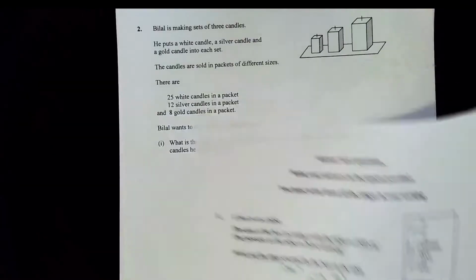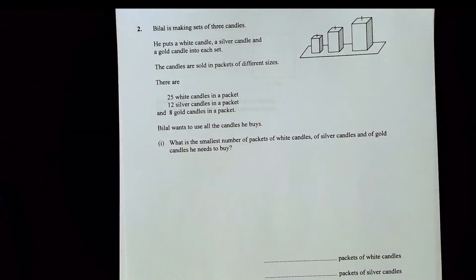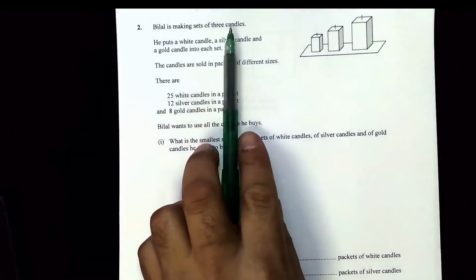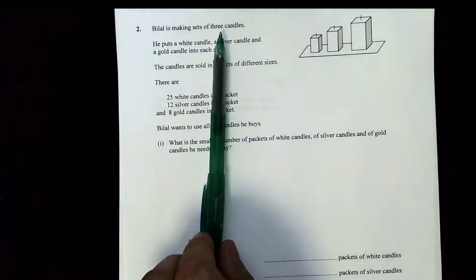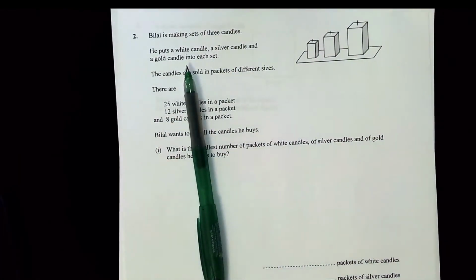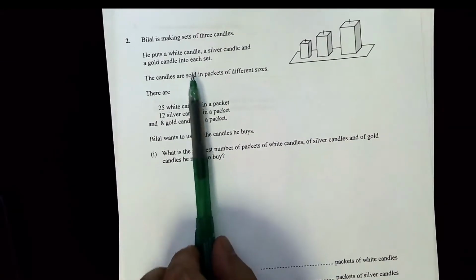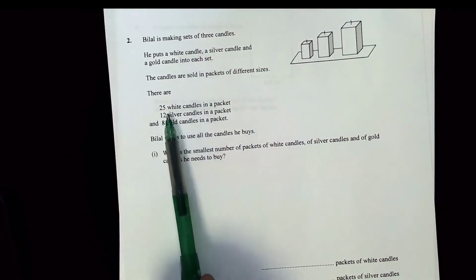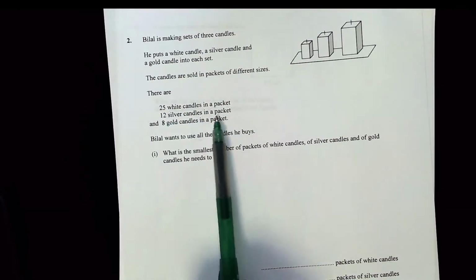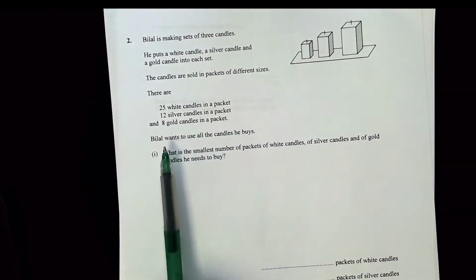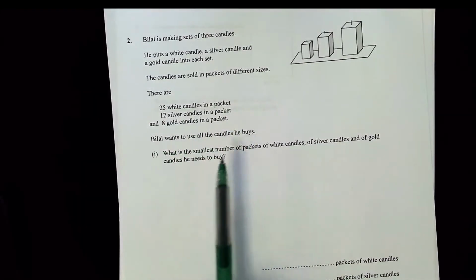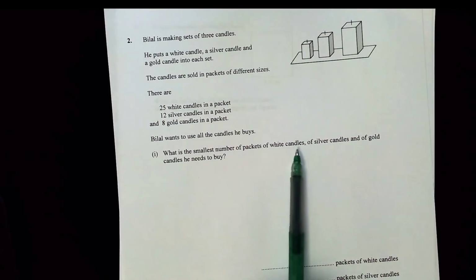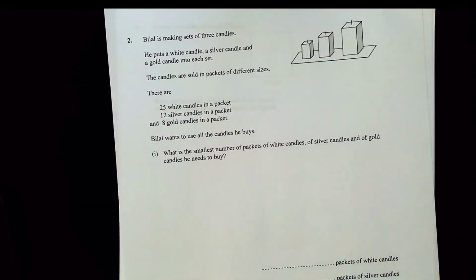Next question. Question 2. Bilal is making a set of 3 candles. He puts a white candle, a silver candle, and a gold candle into each set. The candles are sold in packs of different sizes. There are 25 white candles in the packet, 12 silver candles, and 8 gold candles in the packet. Bilal wants to use all the candles he buys. What is the smallest number of packs of white candles, silver candles, and gold candles he needs to buy?